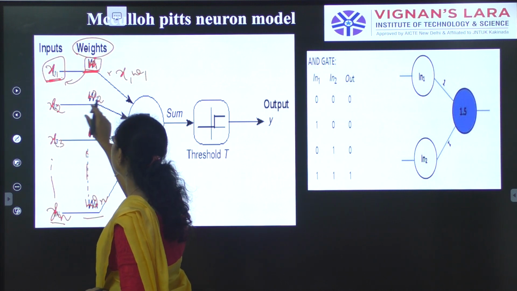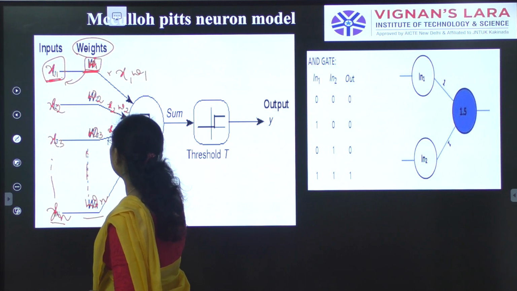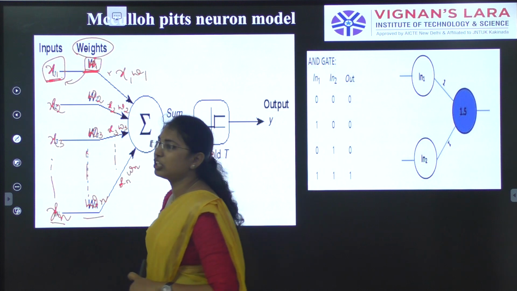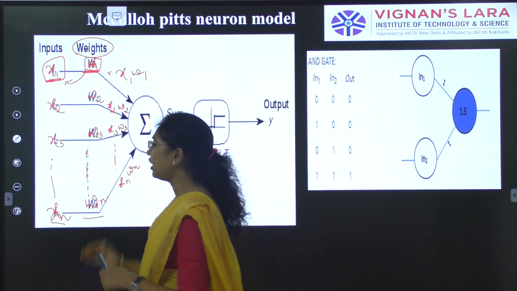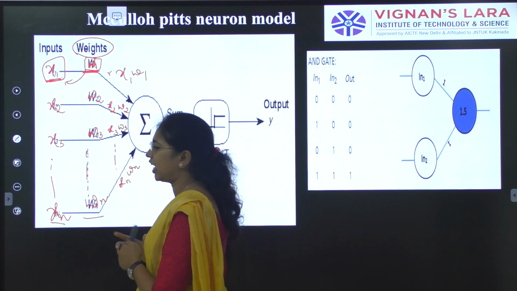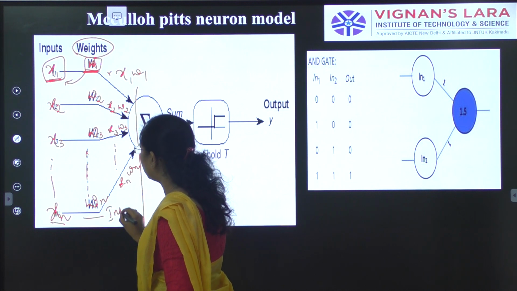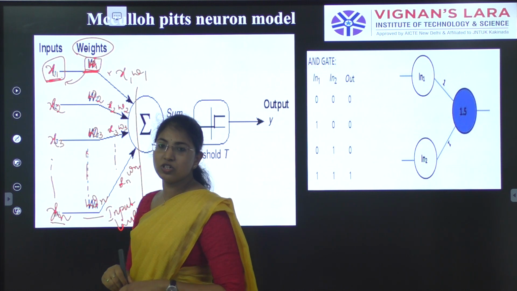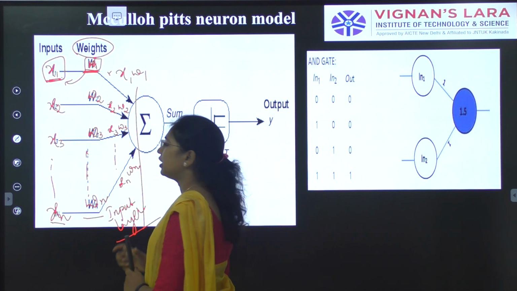In the same way, at the second input we will get X2 W2, then X3 W3, and so on up to Xn Wn. These are the n number of inputs that we attain here, and as we are getting inputs with the weights, we can call this the input layer, where we are collecting inputs with the help of synaptic weights.